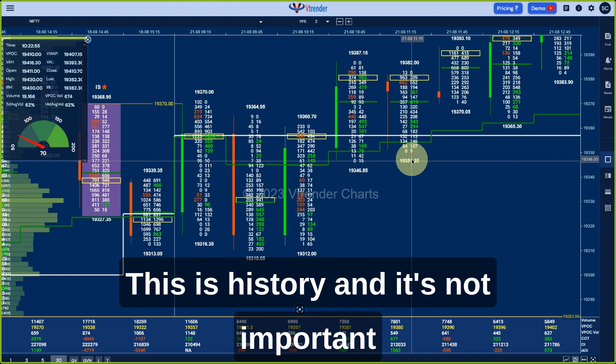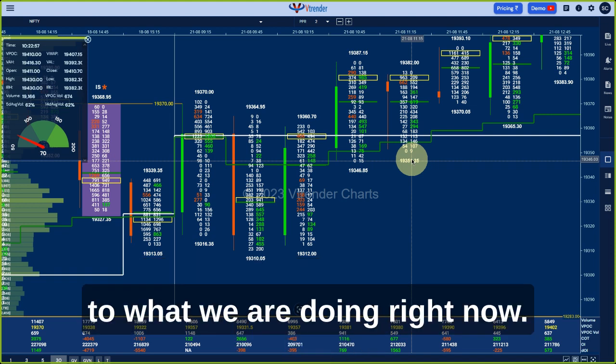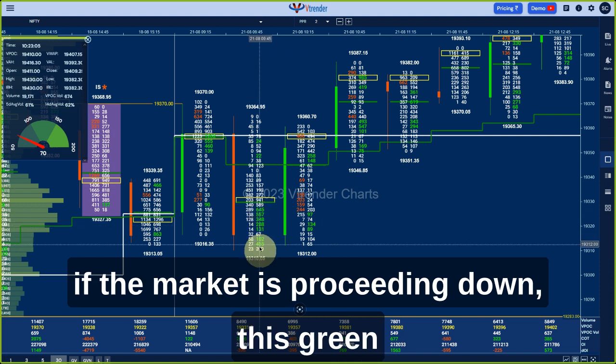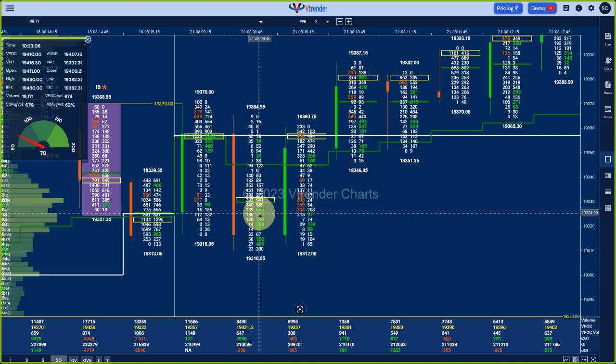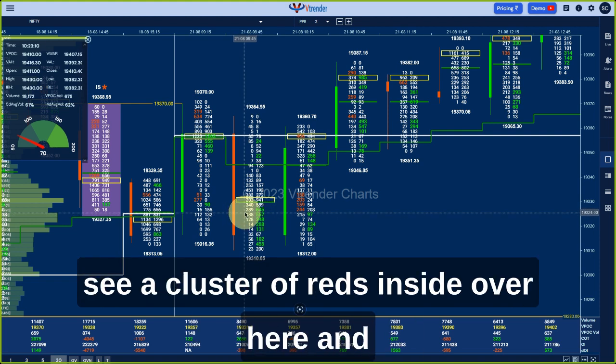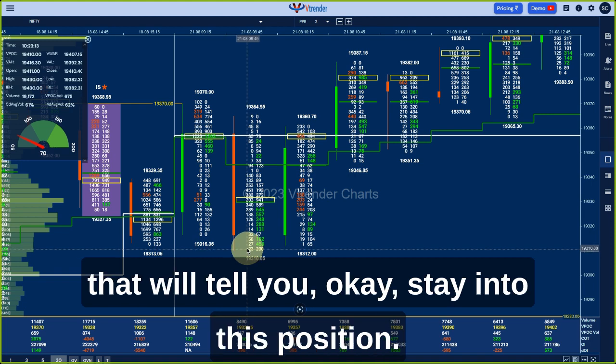And this is history, and it's not important to what we are doing right now. But what is important to know is that if the market is proceeding down, this green should not be there on screen. If you're looking to see more supply, you will see a cluster of reds inside over here, and that will tell you, okay, stay in this position.